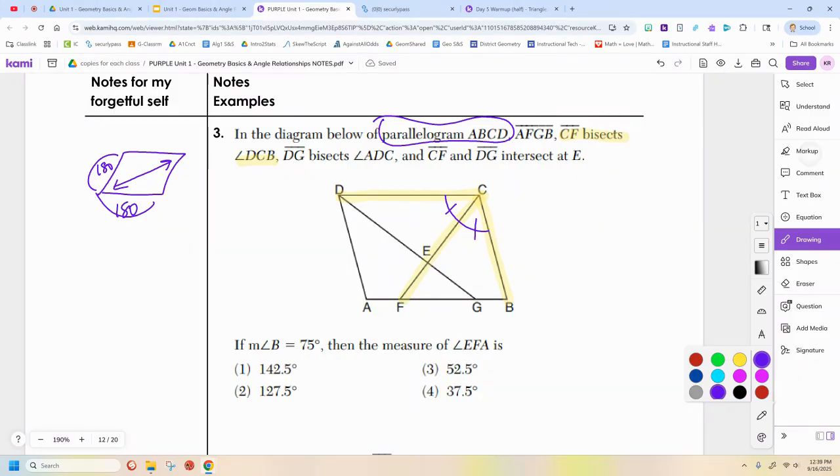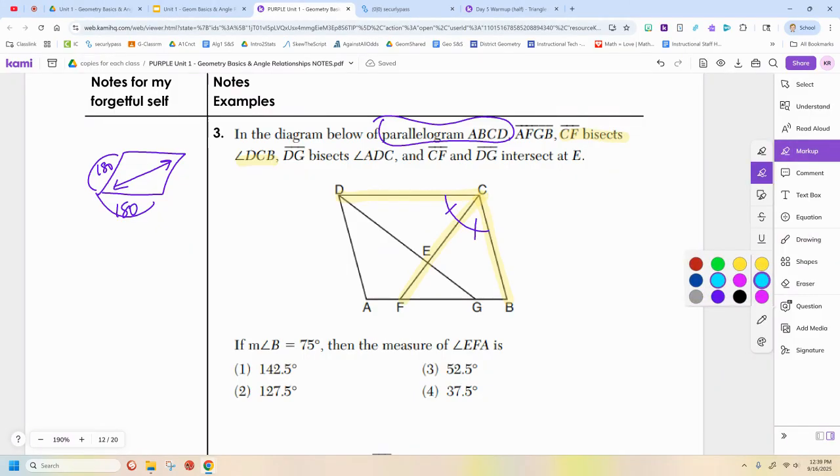Okay. Now, and I've read that part. Oh, I got to read the next part. DG bisects ADC. So I know right now we're doing a ton of marking on top of itself. You're learning. So this is when you start to, eventually, will you be able to read that and not need to highlight every single part of it?